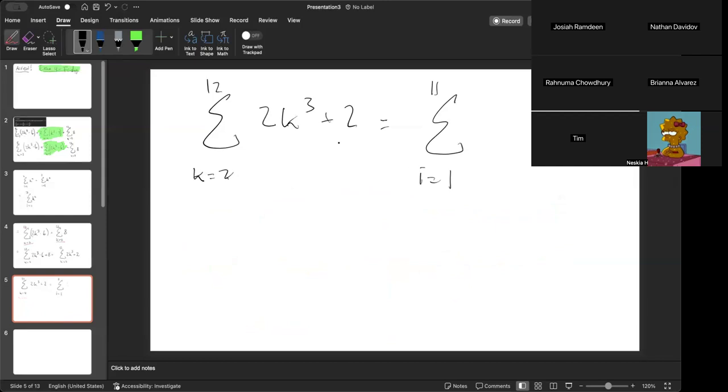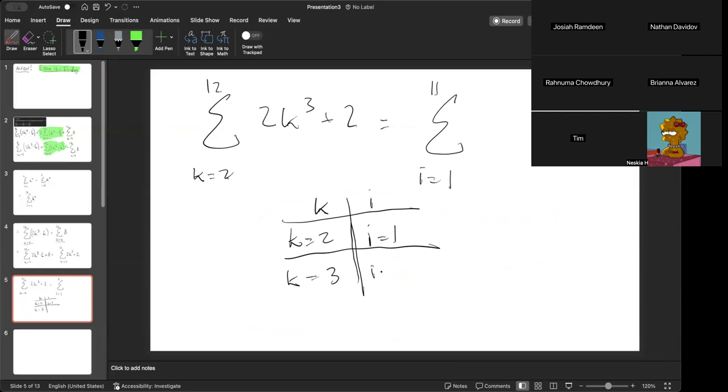Well, okay, let's think. When k is equal to 2, i is equal to 1. Okay, so I'm gonna make a chart here. This is how I like to do it. When k is equal to 2, i is equal to 1. When k is equal to 3, i is equal to 2. When k is equal to 4, i is equal to 3. And then you can just keep going like this. When k is equal to 12, i is equal to 11.